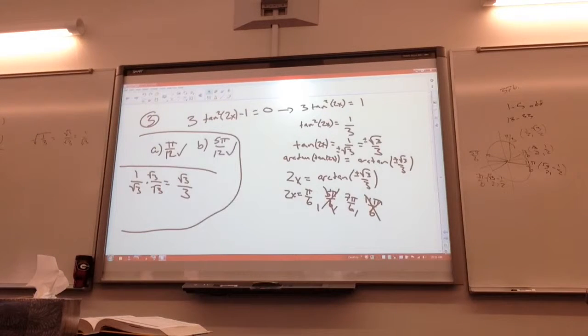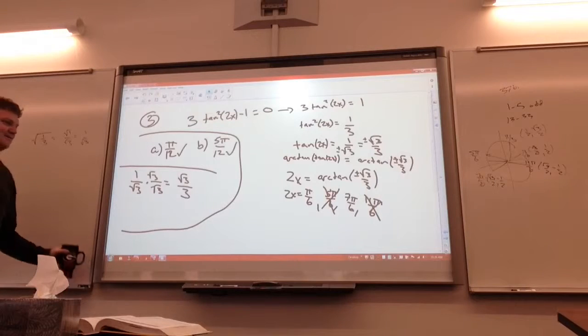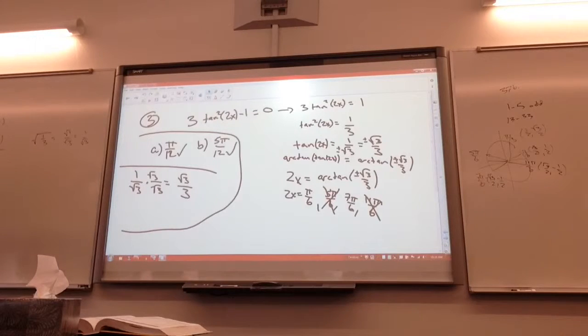Math is probably one of the few disciplines where 2 rights make a wrong. Okay? Yes? 2 rights don't make it wrong, but was it 3 rights make a left? Oh. Anyway. But there you have it, okay?